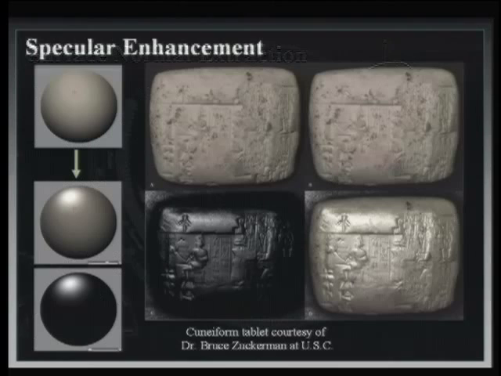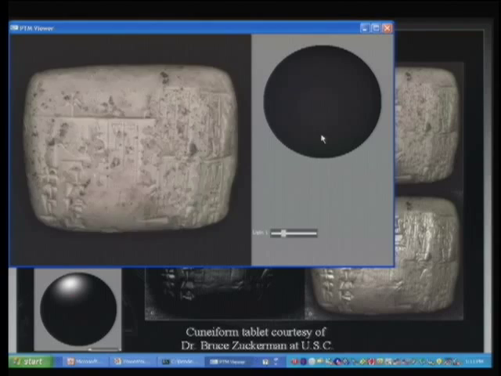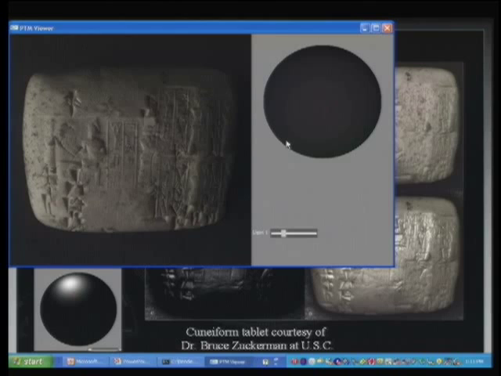Now, let me show you how we use that. We basically have two enhancement methods, both of which use that surface normal. And this is showing one of them. So let me show it off on this 4,000-year-old cuneiform tablet. It certainly helps to be able to vary your lighting to be able to see what's on the surface of that.